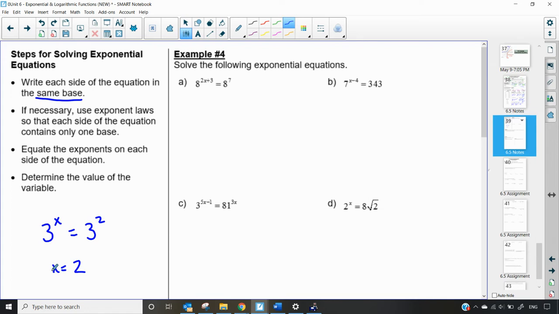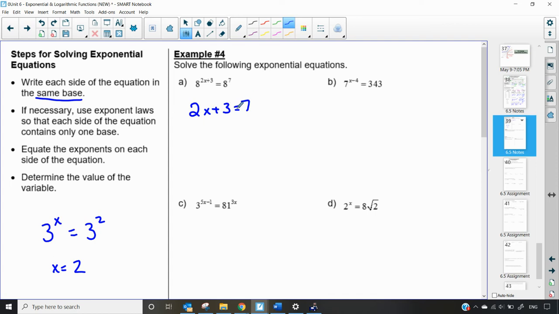So the purpose of getting everything written in the same base is so that we can equate our exponents. All right, so let's take a look at the first example here. We have 8 to the power 2x plus 3 equals 8 to the 7. These are powers that are equal to each other. They already have the same base, so then we know that the exponents are the same. So those first two steps are ultimately skipped because that work's been done for us.